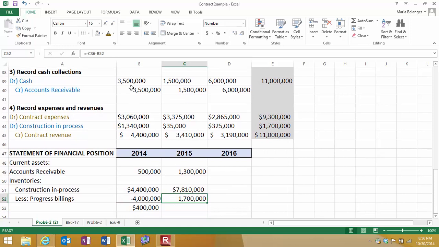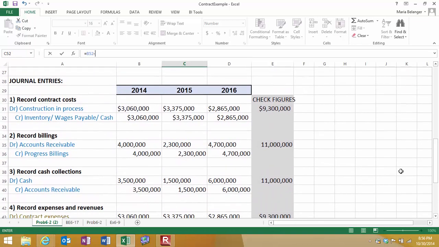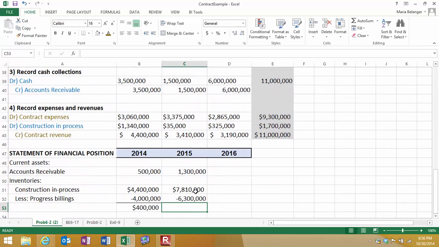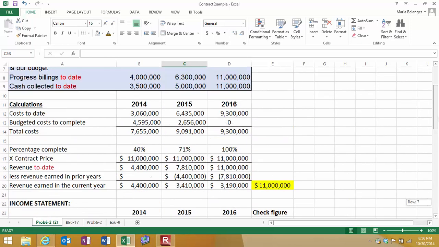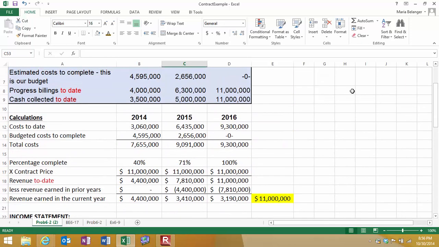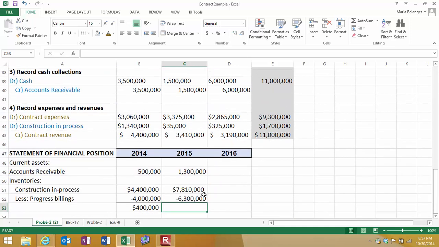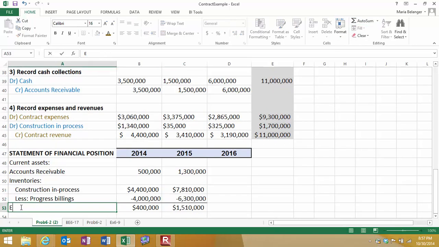Sorry, a little error in my formula. Let me just clear that up. Equals progress billings from the previous year, and then the progress billings from the current year, 2.3 million, 6.3 million in progress billings, which matches our data right here at the top of 6.3 million in billings to date. And that gives us 1.5 million as the excess of contract costs over billings.